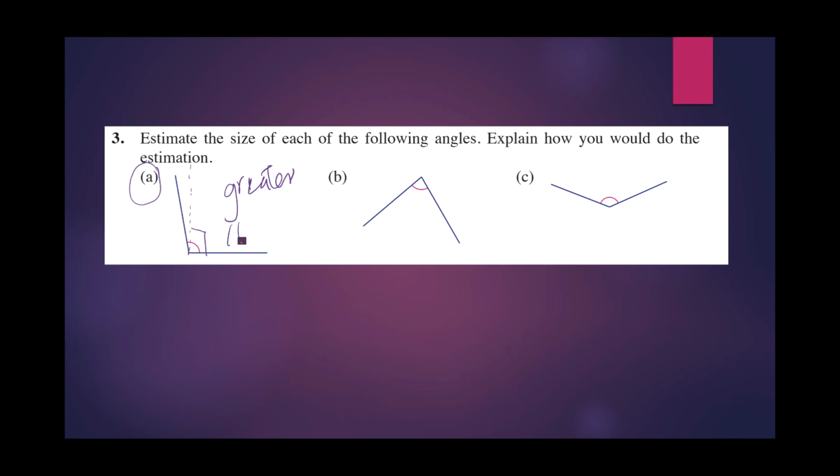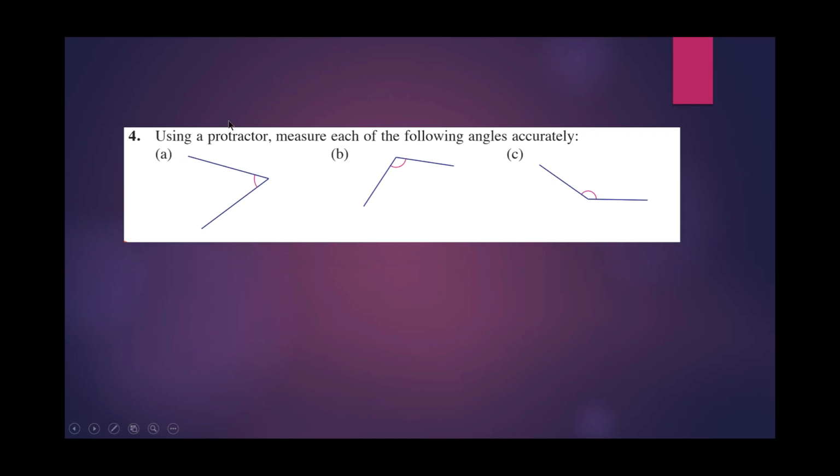What about B here? Less than 90 degrees. Very good. Less than 90 degrees because it looks a bit smaller when you compare it with 90 degrees. Okay, what about C? Greater than 90. Yes, very good. So you can identify already, this is greater because I can form up a vertical line here, and this is 90 degrees. So it is greater than 90 degrees. So that is how you estimate it. Now it comes to using a protractor: measure each of the following angles accurately. So we will have to make use of the protractor.